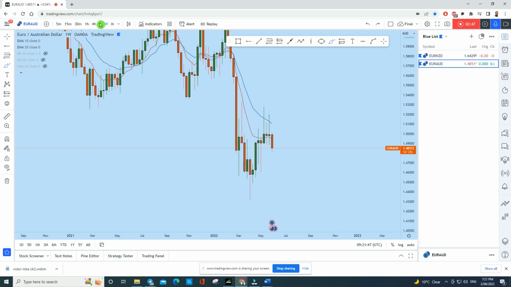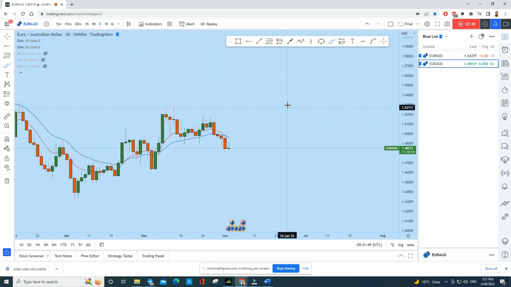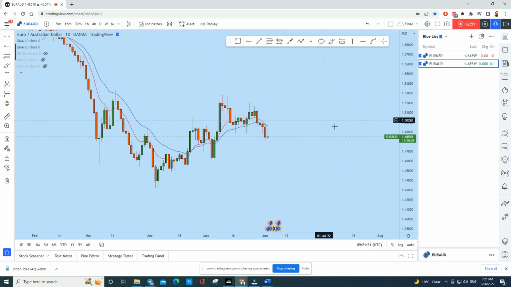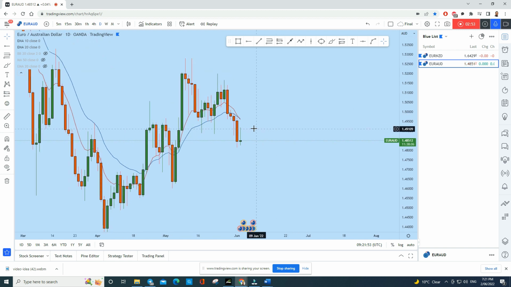Now going to the daily time frame, what we see is that Euro AUD has created a series of lower highs, created a reversal pattern here. You can say there is a double top formation and then it broke down. Today's candle went above and tested this daily support.